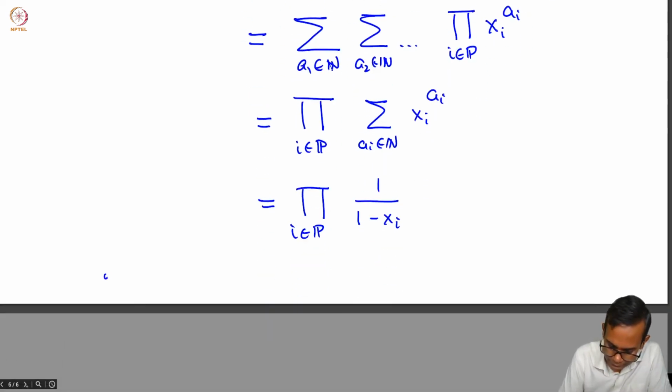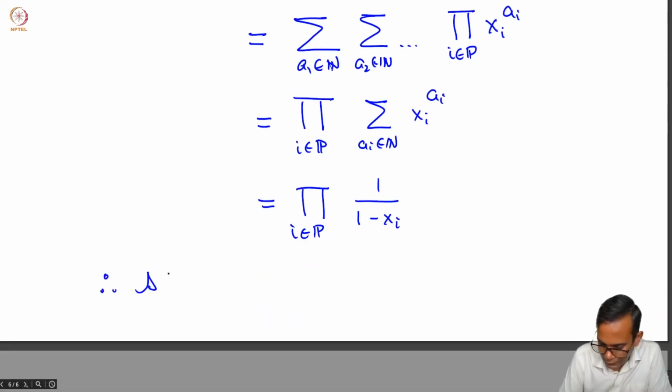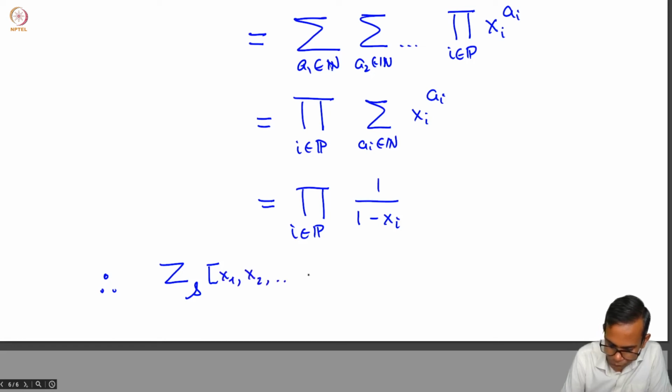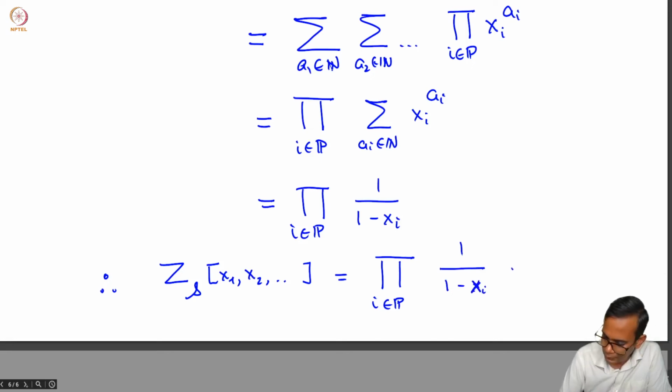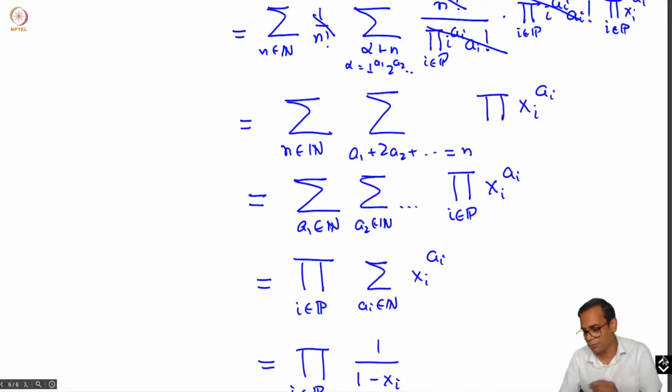And so what we get is that Z_S of x1, x2, and so on is the infinite product i in P 1 over 1 minus xi. Now in this calculation here, I have done a lot of interchange of infinite sums with infinite products. In fact, I have here an infinite sum over infinitely many indices, but really you can think of that just as a sum over a countable set.